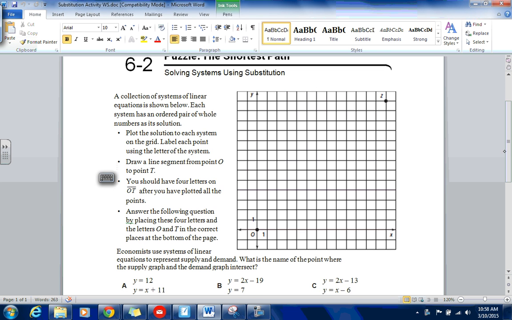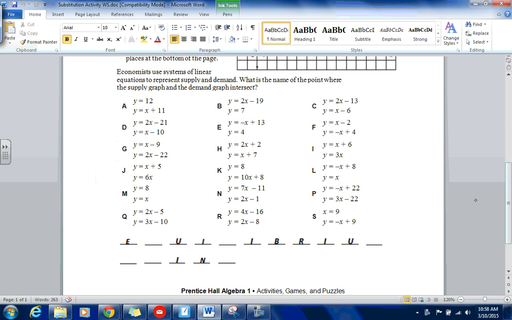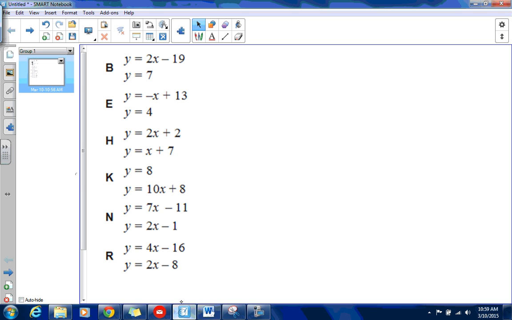It explains the directions right here, but the very first thing we have to do is work through these problems A through S to try and find the ordered pair that would be the solution. The ones I'm going to work through right now are the middle column: B, E, H, K, N, and R. So you can follow along with those. Take notes, write down the work and the answers, and also use that as a tool for the rest of the worksheet itself.